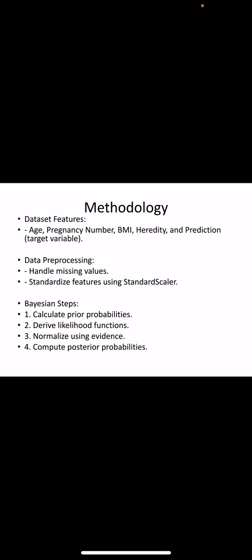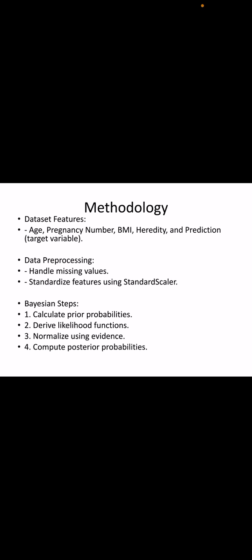Then methodology: in my data set, the features are age, pregnancy number, BMI, and hereditary prediction. In data pre-processing, we need to handle the missing values. There may be missing values, so we need to handle that, and the values may vary in different ranges, so we need to normalize or standardize the values using the standard scaler.